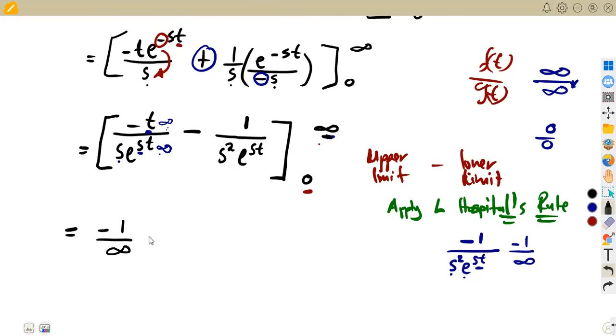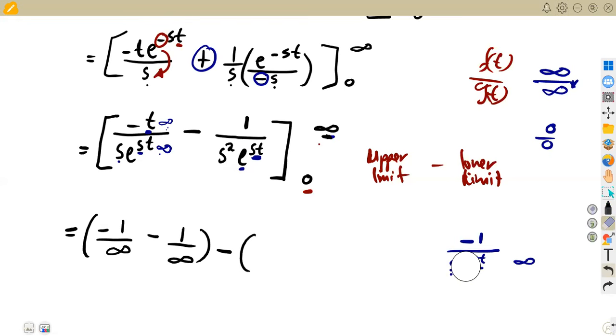All right, minus, we move on here, we've got 1 over, we substitute here, there is going to be infinity. E to the exponent of infinity is going to be infinity, like I said. So this one is going to be 1 over infinity again. So this is our upper limit minus the lower limit. So we're going to do the same thing on our lower limit in this case.